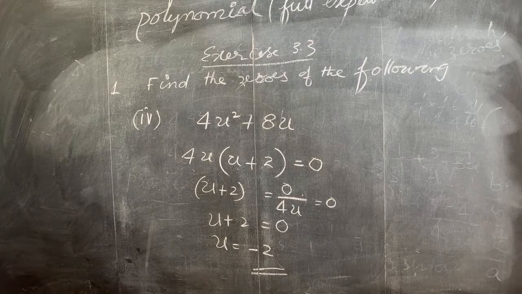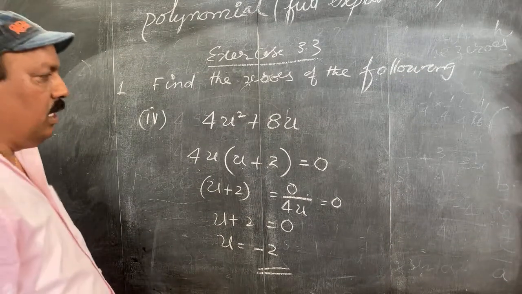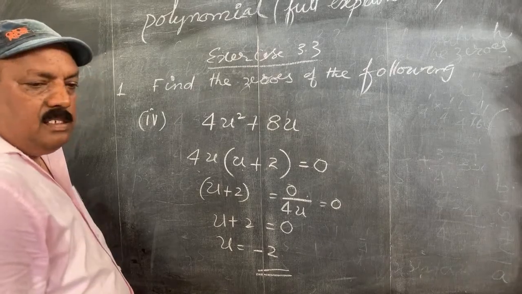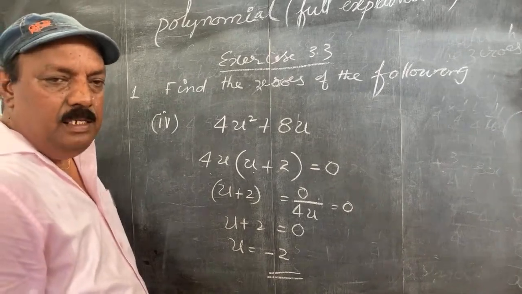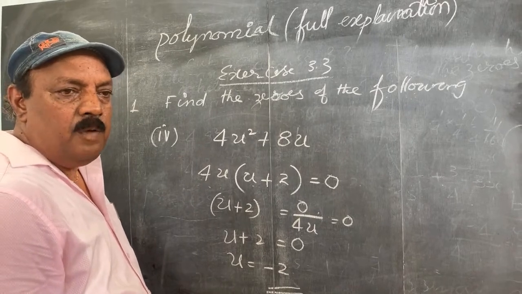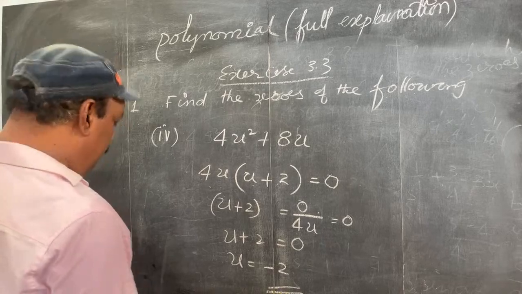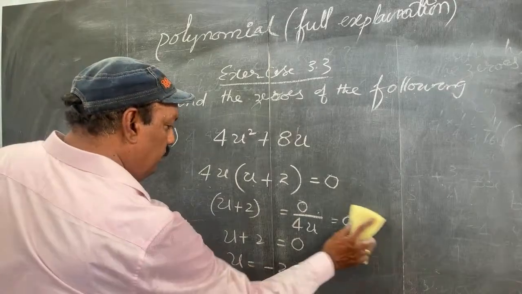Now the fifth bit. I think you are understanding easily. Only the difficult ones I am explaining, easy ones I am leaving for you. And anytime, for clarification, you can comment in our comment box. And I am going for the fifth sum now.